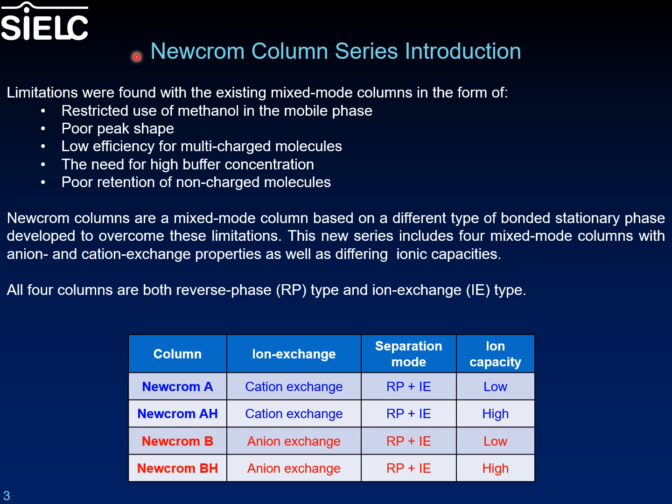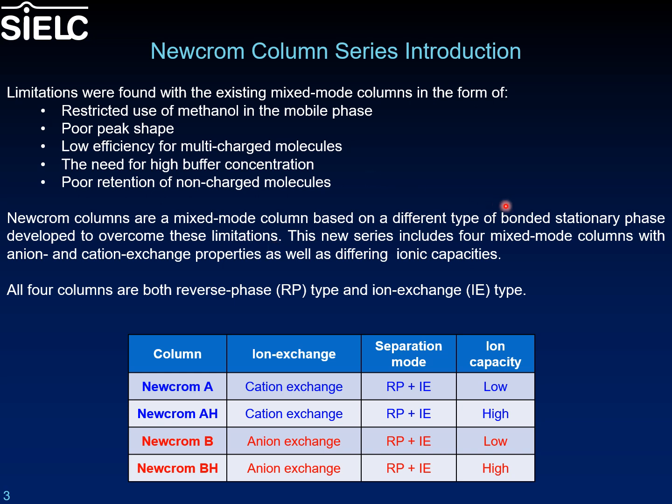The Newcrom column series was developed in response to discovered limitations that existed with existing mixed mode stationary phase columns. These limitations were restricted use of methanol in the mobile phase, poor peak shape, low efficiency for multi-charged molecules, the need for high buffer concentration, and poor retention of non-charged molecules. Newcrom columns themselves are mixed mode columns, but they're based on a different type of bonded stationary phase. And the reason for this difference in structure is to overcome the above limitations.